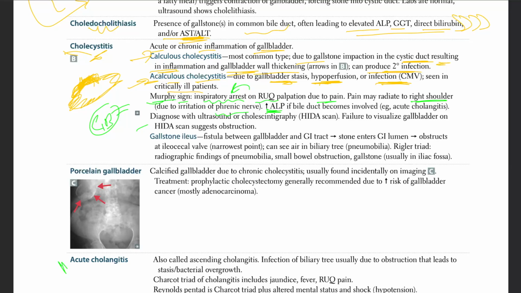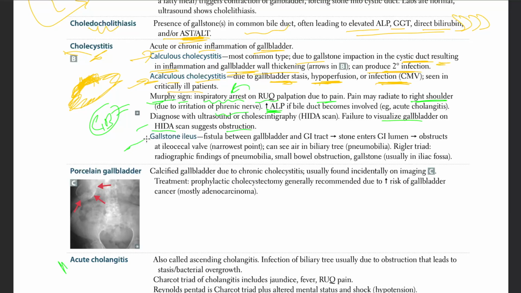You can diagnose this with an ultrasound or a HIDA scan, cholescintigraphy. Failure to visualize the gallbladder on HIDA scan suggests obstruction. If you cannot see the gallbladder on HIDA scan, then it suggests obstruction.